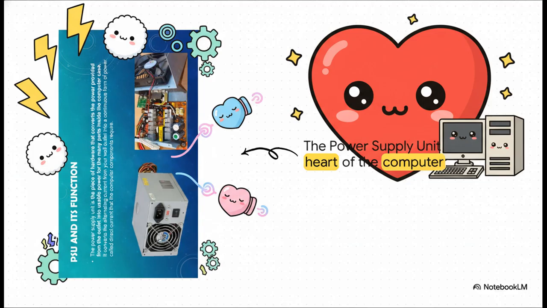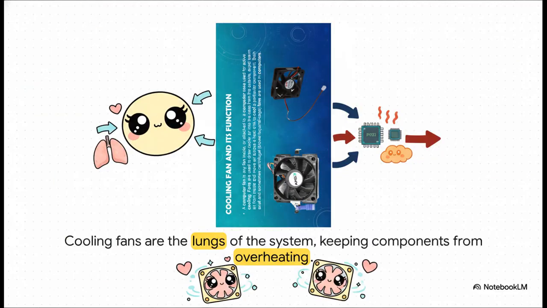It's why if you get a really powerful new graphics card, you might also need a bigger PSU to feed it all the energy it's hungry for. And to deal with all that heat we mentioned, that's where these guys come in, the cooling fans. Just like your lungs, they're all about air circulation. They pull cool air in from the outside and push all the hot air generated by the CPU and other parts out of the case. It's a simple but vital job.